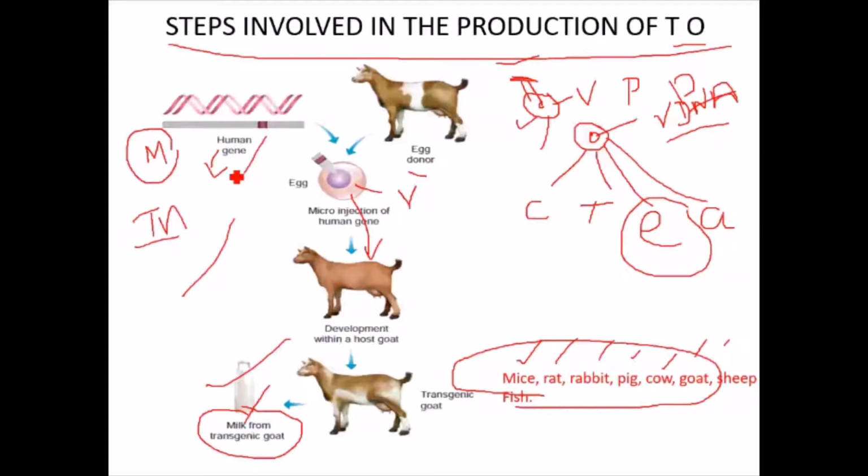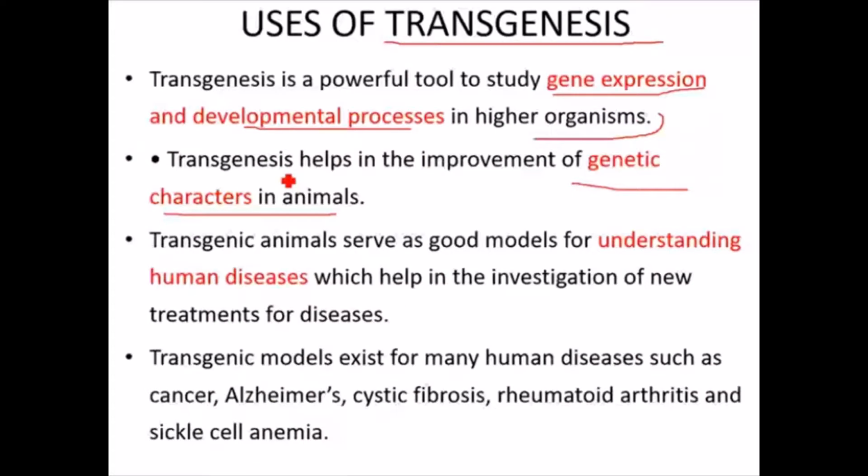Then transgenesis helps in improvement of genetic characters in animals. The genetic character of the animal will be improved with the help of transgenesis, because the desired genetically qualified gene or DNA is isolated and cloned in a laboratory and then used to improve the genetic character of the organism by inserting it into it.